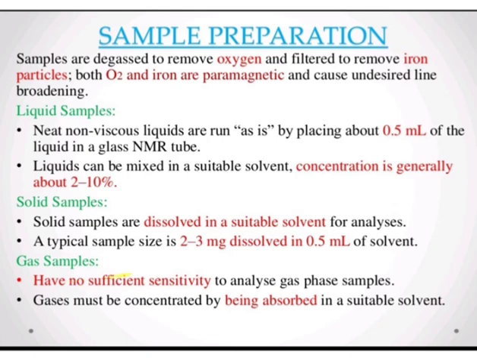And for the gaseous samples, there is not sufficient sensitivity to analyze gas phase samples, and gases must be concentrated by absorbing in a suitable solvent. So NMR is generally useful for liquid and solid samples, and it cannot give a sufficient amount of sensitivity for gas samples. And if we are going to study gas samples, at that time we have to concentrate gases, and then these gases can be absorbed in a suitable solvent, and only then can we record an NMR spectrum.